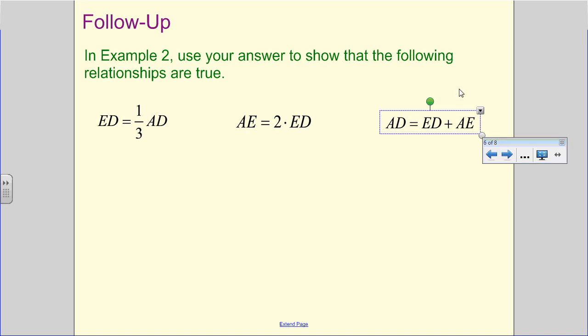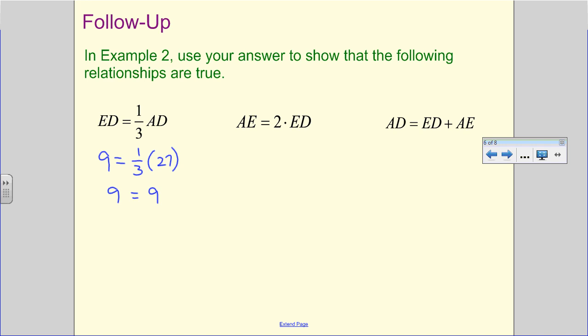All right, so use your answers to show the following. So ED is 1/3 of AD. So we know 9 is equal to 1/3 times 27. And 1/3 of 27, as we did before, we get 9 equals 9. So instead of doing 2/3 times the larger segment, we can find the small segment by doing 1/3. Because if one part of it is 2/3, the other part has to be 1/3.